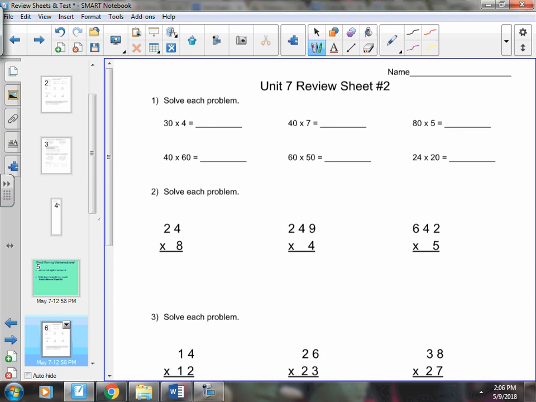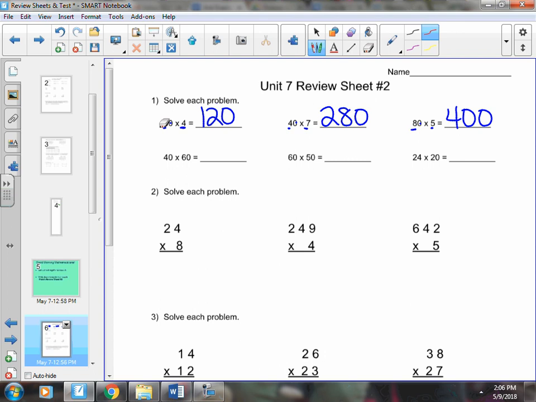In section 1, focus on the basic fact. 3 times 4 is 12. And then look at the zeros. There's one on the left, one on the right. 4 times 7 is 28. One on the left, one on the right. 8 times 5 is 40. Now that zero is part of the basic fact, so we need one more zero in addition to that. One on the left, one extra one on the right.